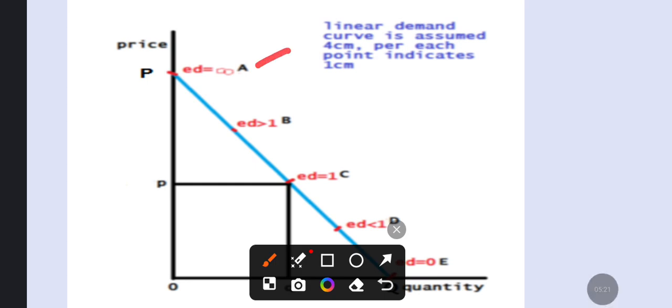Once again, if you observe the diagram, lower segment, upper segment: at point A, Ed is equal to infinity, perfectly elastic demand. Ed is greater than 1, more elastic demand. Ed is equal to 1, unit elastic demand. Ed is less than 1, less elastic demand. Ed is 0, perfectly inelastic demand. Okay, students.